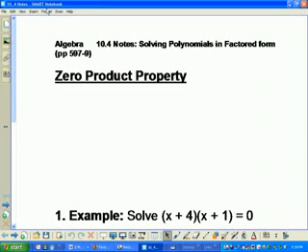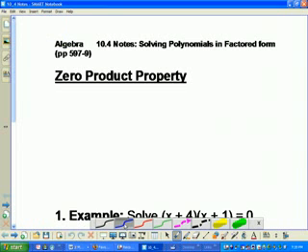Hello, and today we're going to be looking at solving polynomials in factored form. And from the opening problems we did, we kind of found the zero product property, but let's actually formalize it.